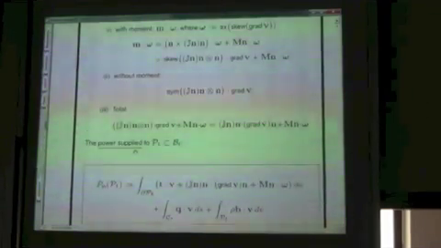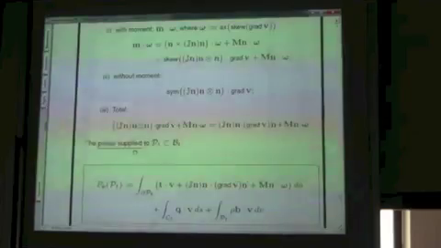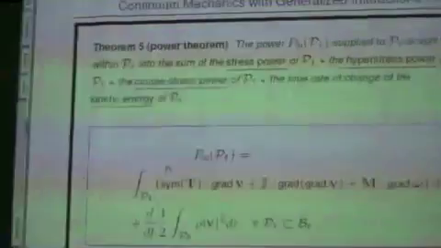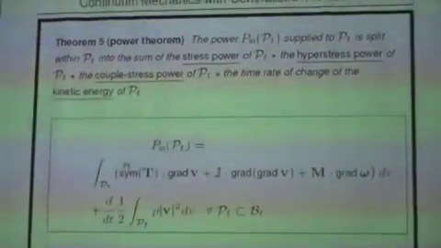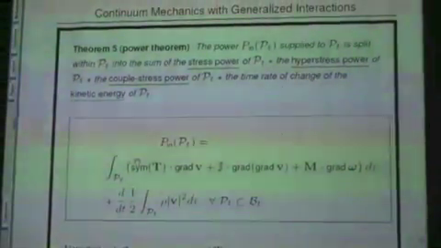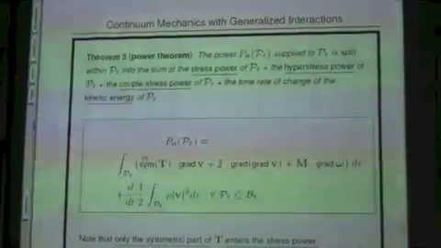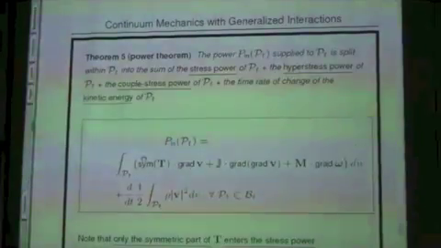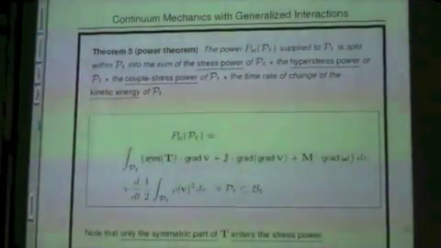Oftentimes that's assumed up front in the principle of virtual power. And there, then, the V is a virtual field. This is the V of the body. Well, now there's a theorem that can be proved, of course. You can prove a power theorem that says that the power that is supplied to P can be split into pieces. One piece is the sum of the stress power, the hyperstress power, the couple stress power, and the time rate of change of the kinetic energy, and that's a theorem. So there it is. Pn is equal to what I've written there.